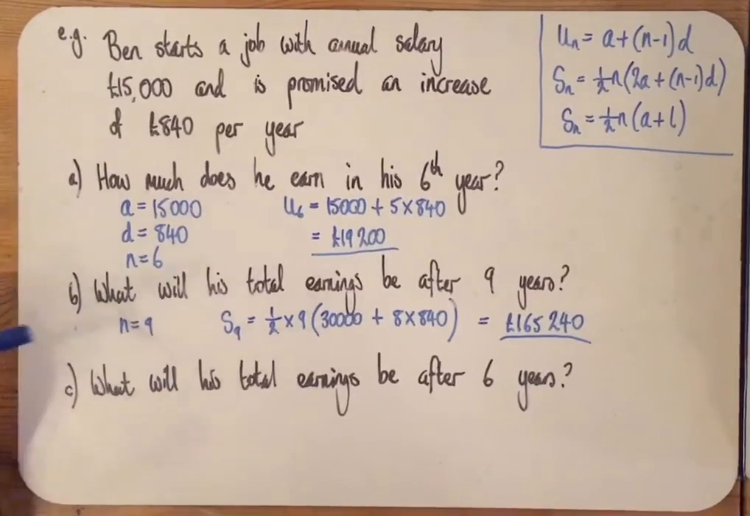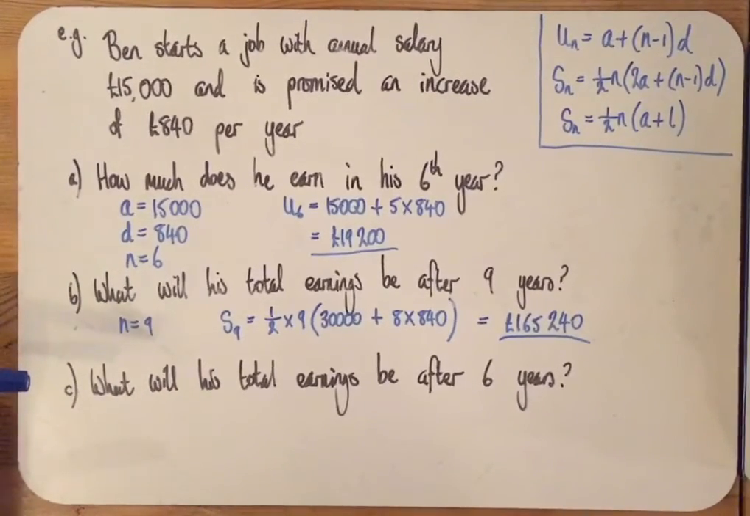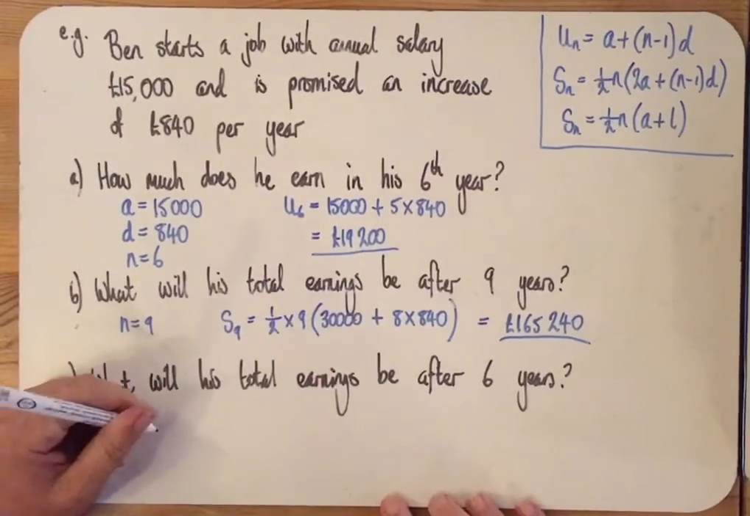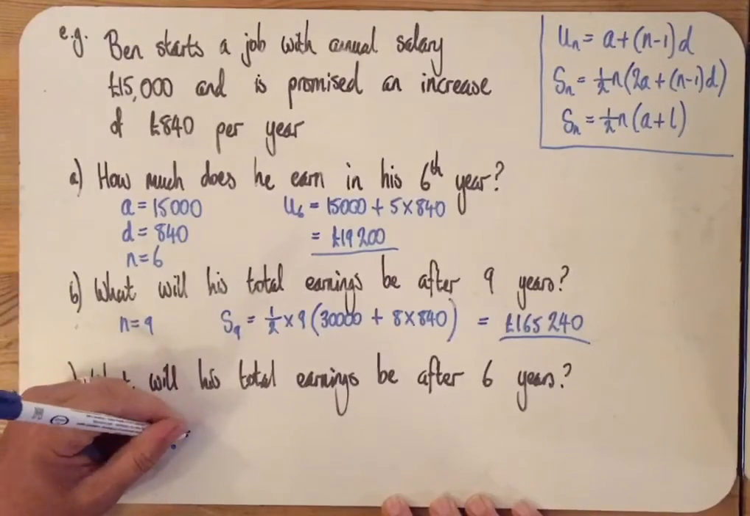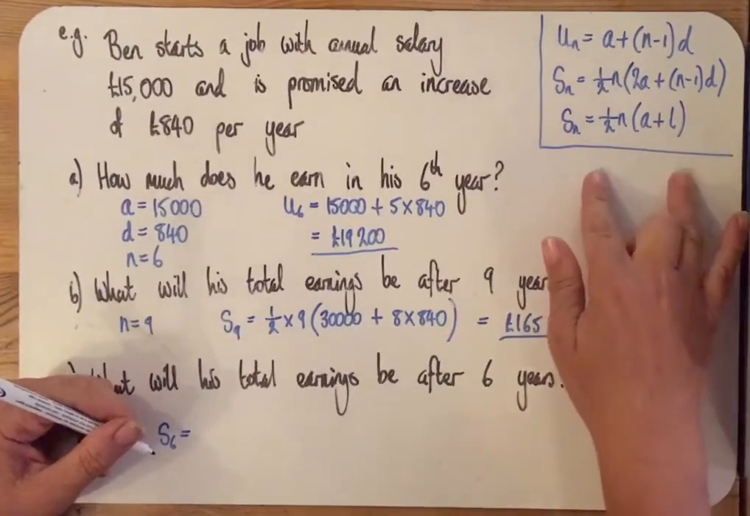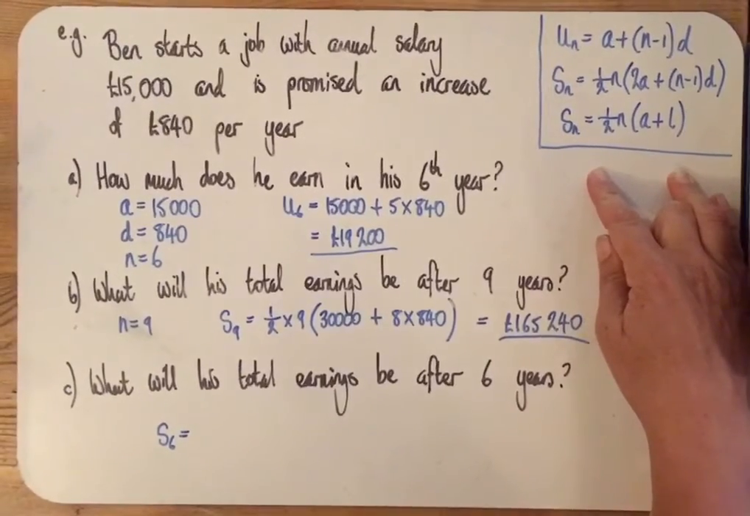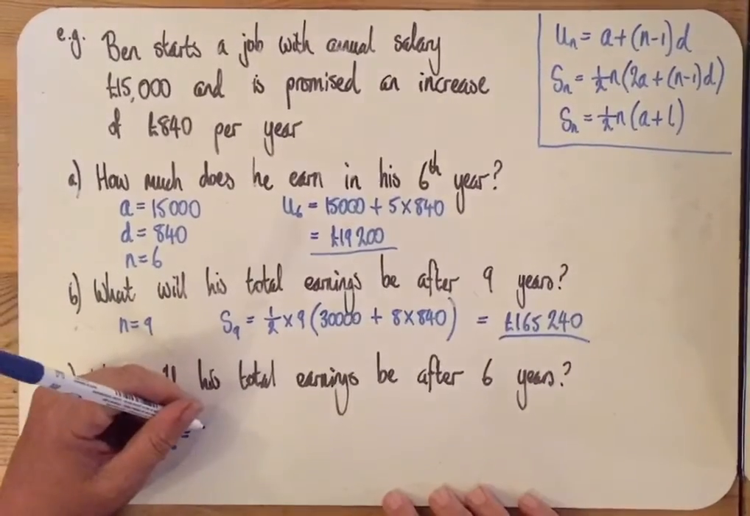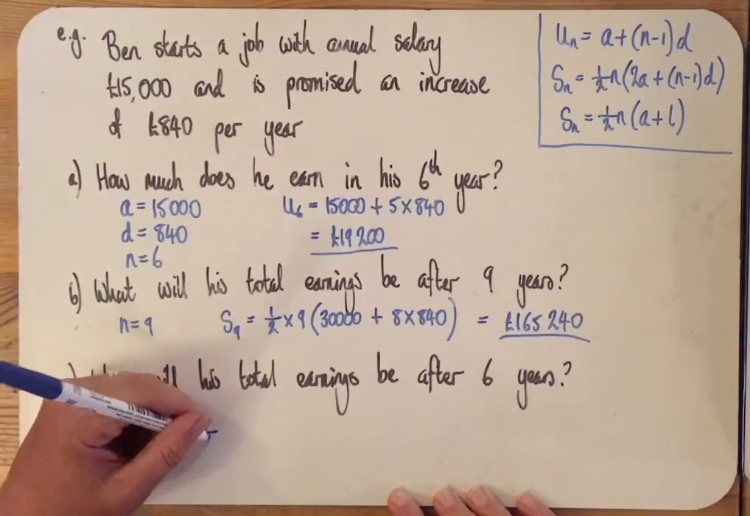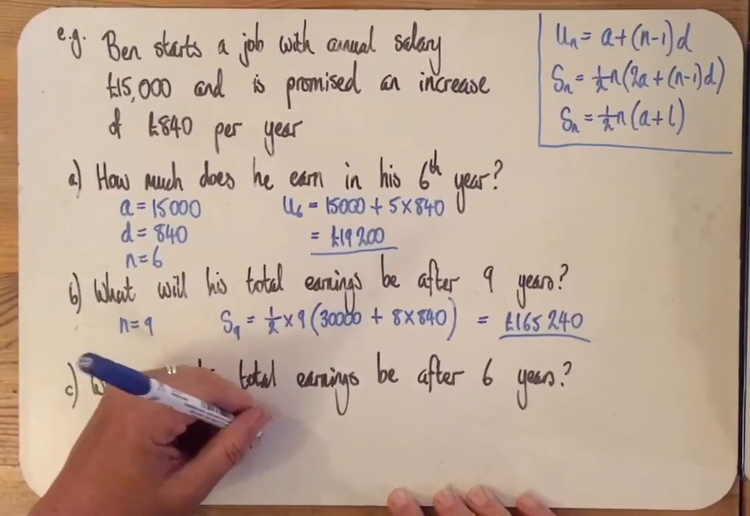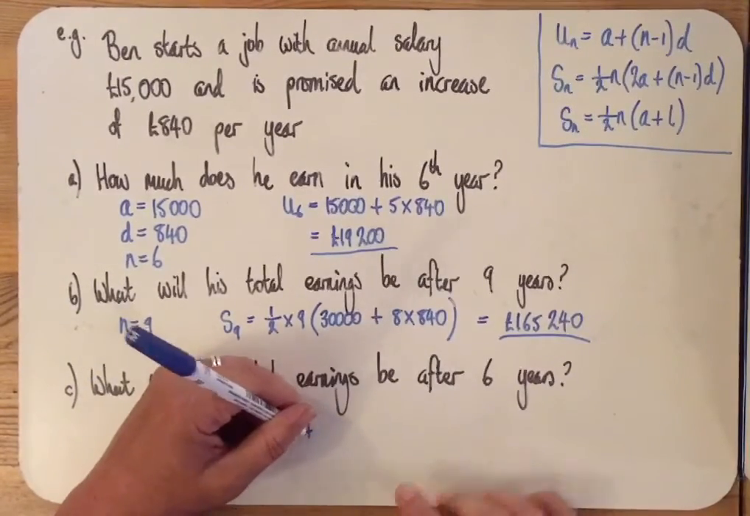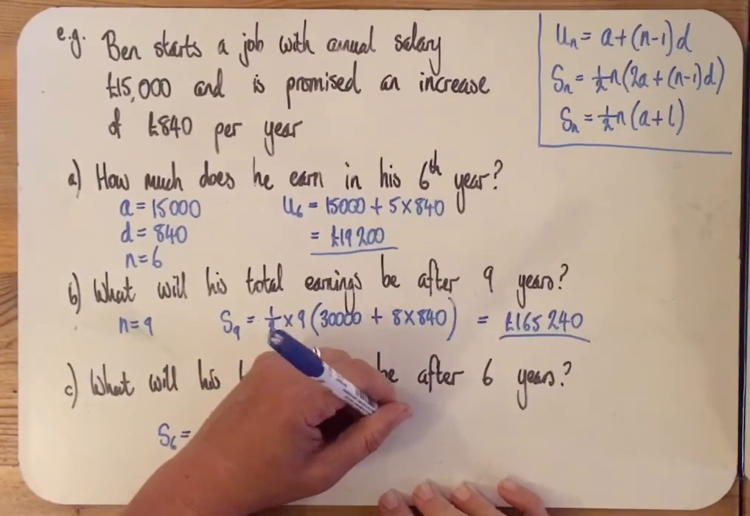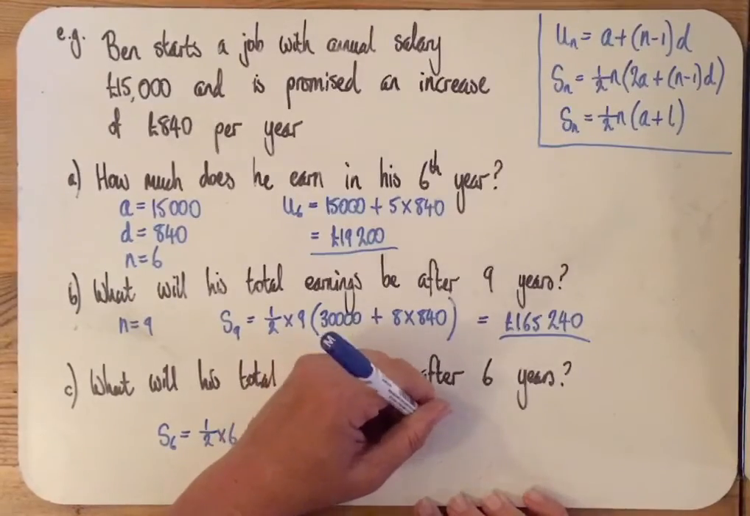And then to find his total earnings after 6 years, because here we know the last term is 19,200, the sum of the first 6 terms, you could use this one here if you thought about it, or you could use this one. The point being that if you've got the 6th term, you can do a half times 6, lots of the first term plus the last term, and that gives you 102,600.